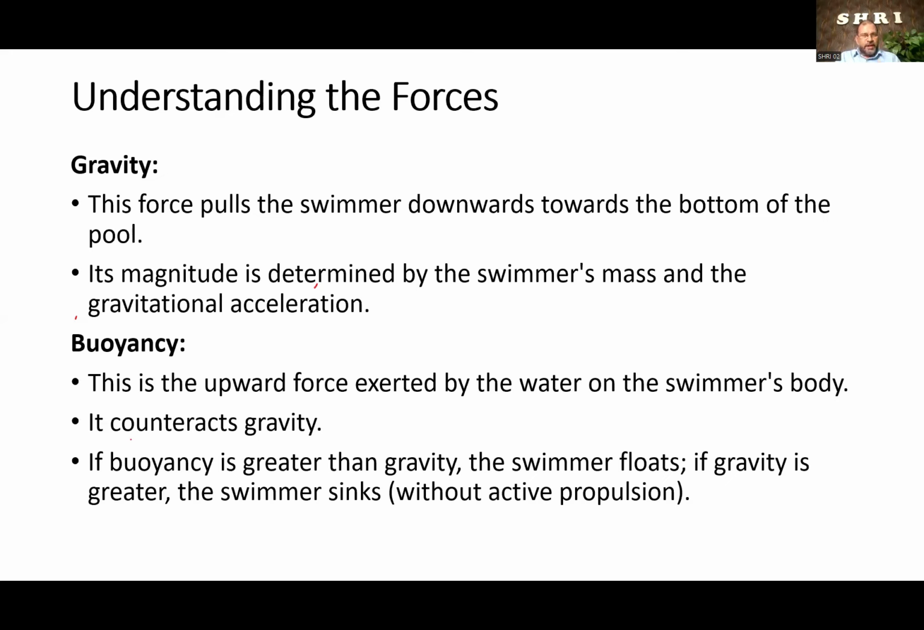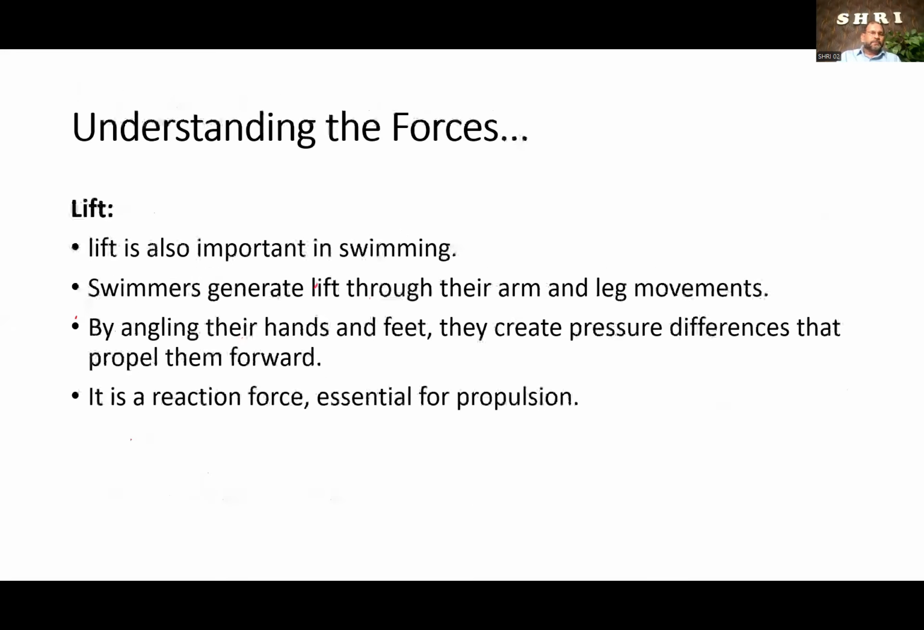If buoyancy is greater than gravity, what will happen? The swimmer will float. If gravity is greater, the swimmer will sink, if there is no active propulsion. Then the other force is lift force. So lift force is always acting perpendicular to the swimmer. So lift is also important in swimming.